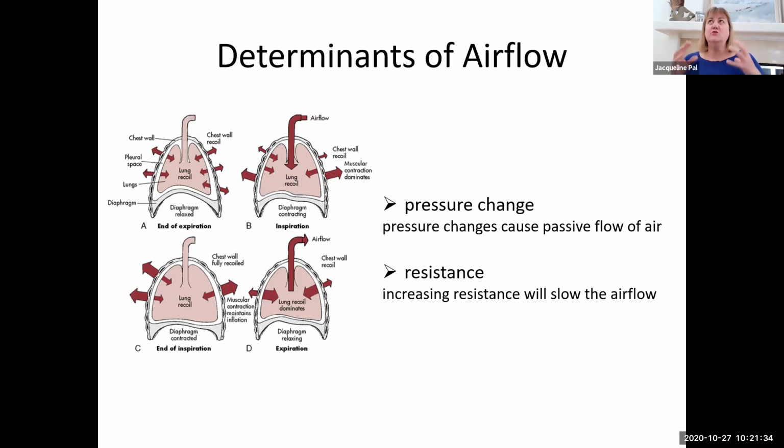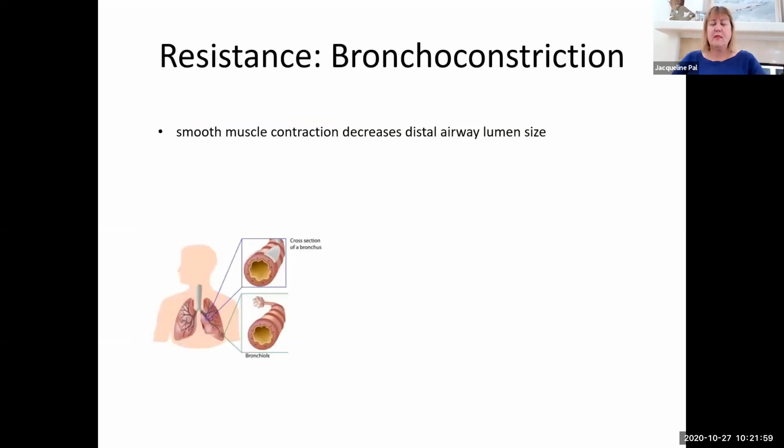As you can envision, if we have a tubular structure, for instance, the trachea, or any of the airways, and we increase the resistance by decreasing the diameter or the radius, this is going to slow the airflow. And obviously, the opposite would increase the airflow. So let's look at that just a little bit closer.